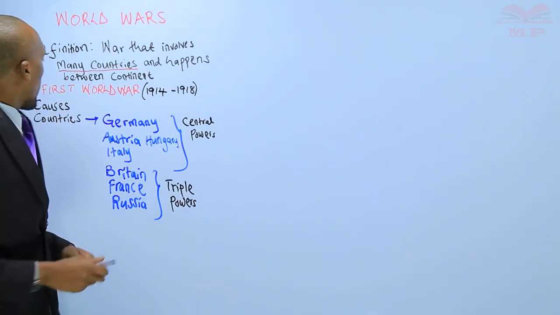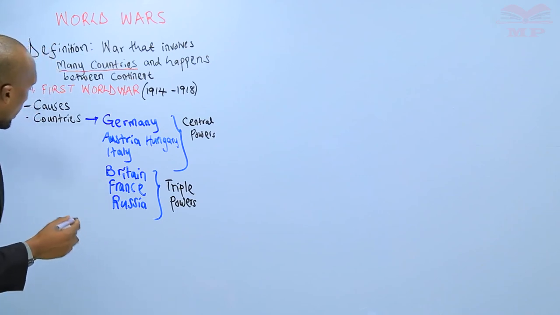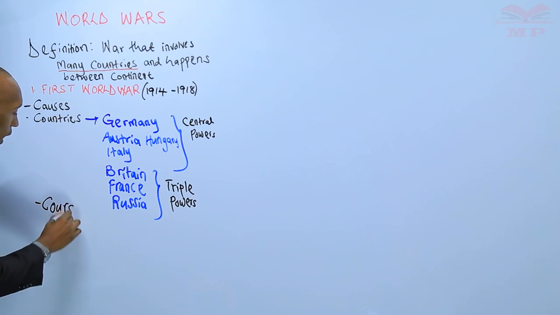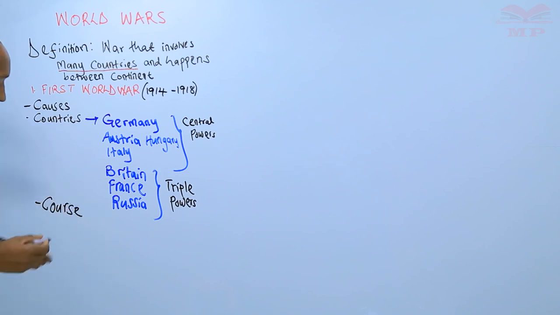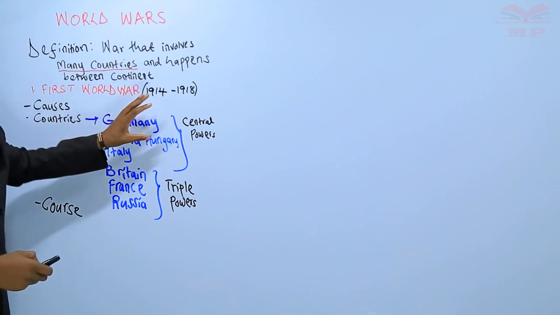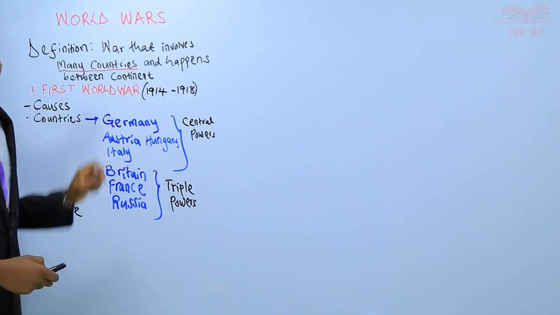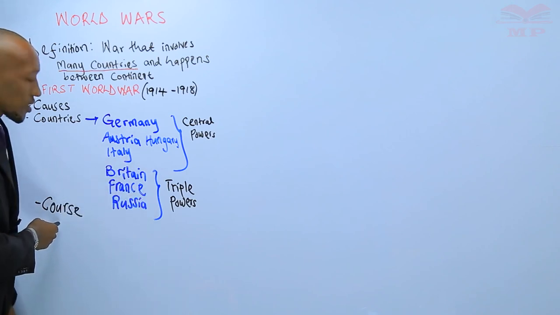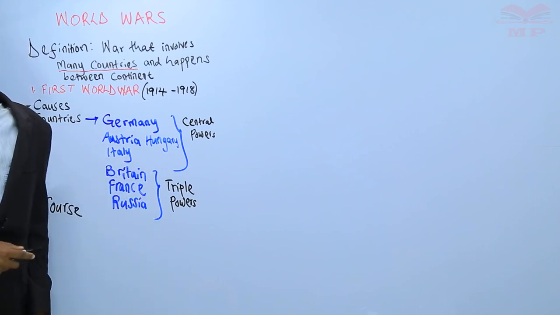So apart from that, we shall also look at the conduct of the war, or how the war took place. We have said that there were countries. So how are these countries fighting? Where were they fighting from? How are they fighting? That is what we refer to as the course of the war.